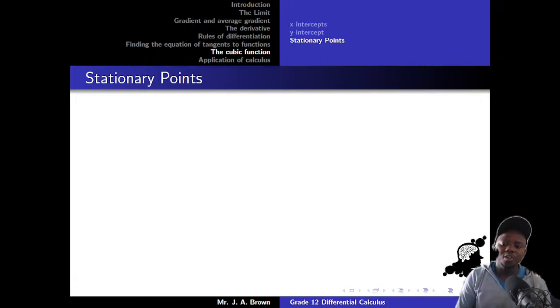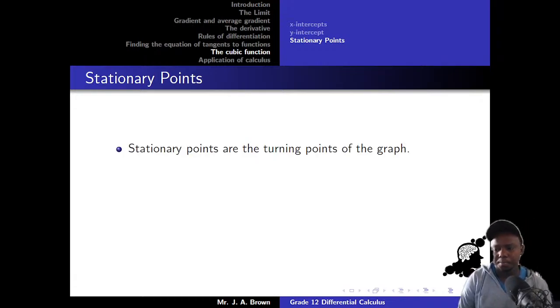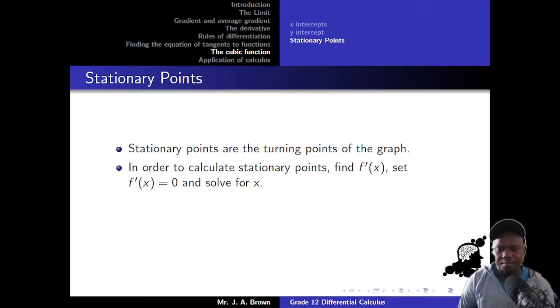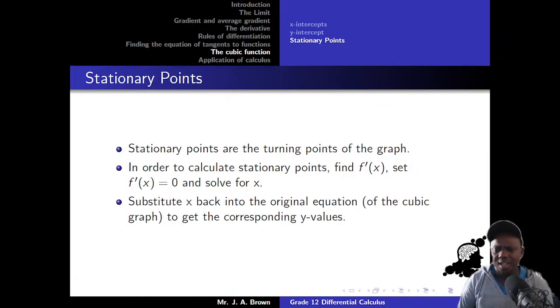Right. We've got stationary points or turning points. To get the stationary points, we need to find the first derivative and set it equals to 0. Solve for x. Once we have x, we need to substitute x back into the original equation to get the corresponding y values. Please take note, you do not substitute x into the first derivative. You substitute x back into the original equation, the equation of the cubic function, because that's where we are going to get y from. I hope that this makes sense.